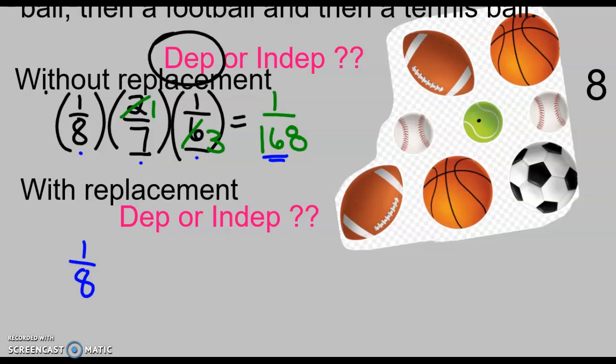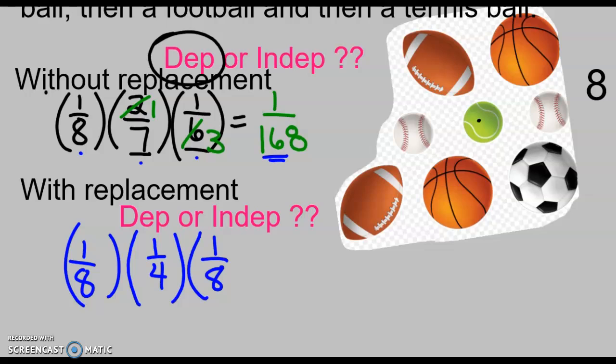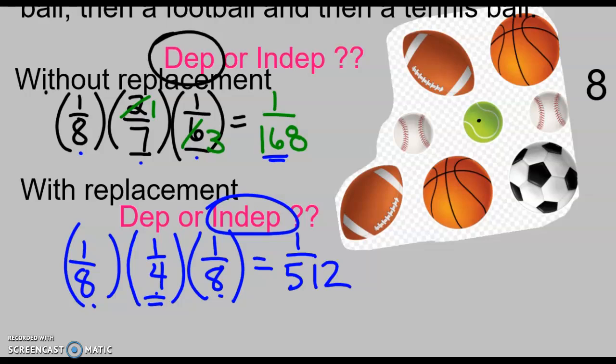Then a football is 2 out of 8, which I could simplify to 1/4. Right, I'm putting it back each time, so I'm back to 8 balls every time now. And then a tennis ball, 1 out of 8. Okay, so notice the difference here. It stayed out of 8 balls each time, except for in this one where I simplified it. Multiply across the top, and then 8 times 8 times 8, 512. Okay? So that's the difference here between replacing it and not replacing it.